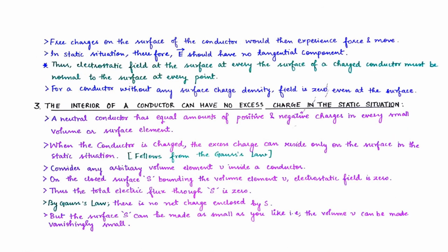Now free charges on the surface of the conductor would then experience force and move. When it gives some non-zero component along the surface, this is ds and this is E cos theta, the charges present over here will feel this electric field and there will be generation of force. See how this force is related to our electric field: F is QE, right? So if these charges are feeling any electric field, they will feel a force also. So due to this force, they will move.